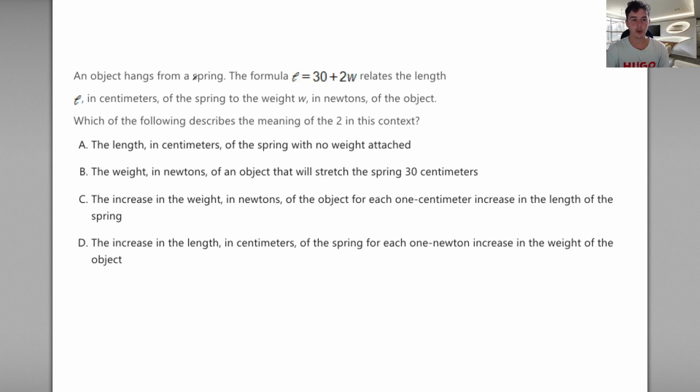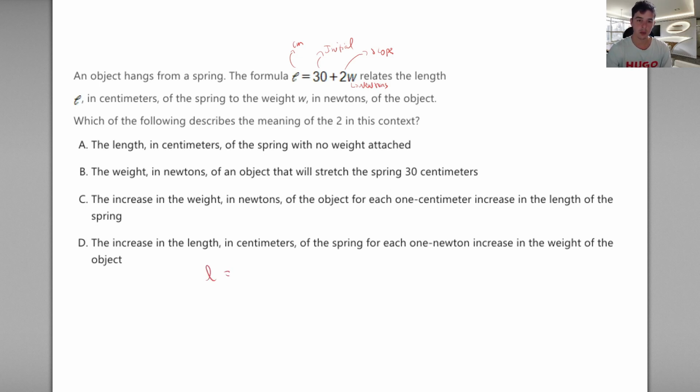An object hangs from a spring. The formula L equals 30 plus 2W, so that's the initial value, and this is the slope, relates the length L in centimeters of the spring to the weight W in newtons. Which of the following describes the meaning of 2 in the context? We know that 2 is the slope.